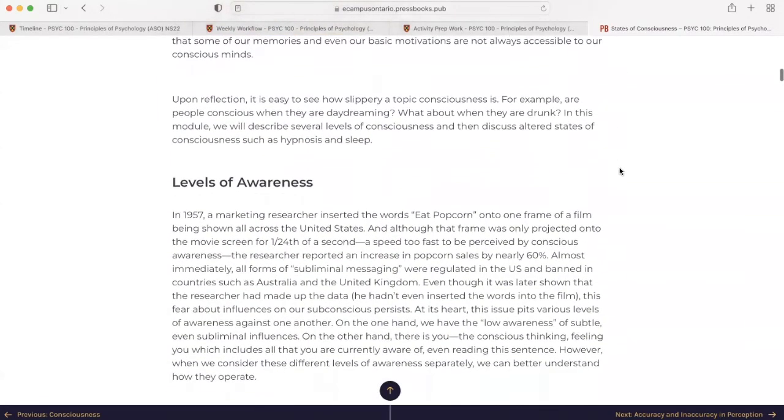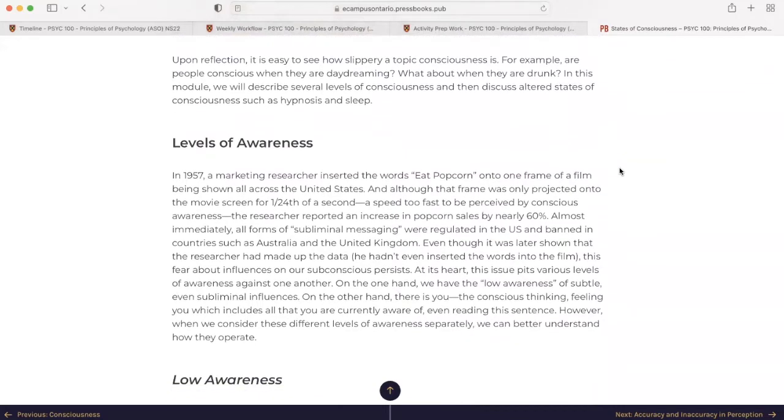Upon reflection, it is easy to see how slippery a topic consciousness is. For example, are people conscious when they are daydreaming? What about when they're drunk? In this module, we will describe several levels of consciousness and then discuss altered states of consciousness, such as hypnosis and sleep. Yeah, this is going to be exciting. So we begin with the levels of awareness.